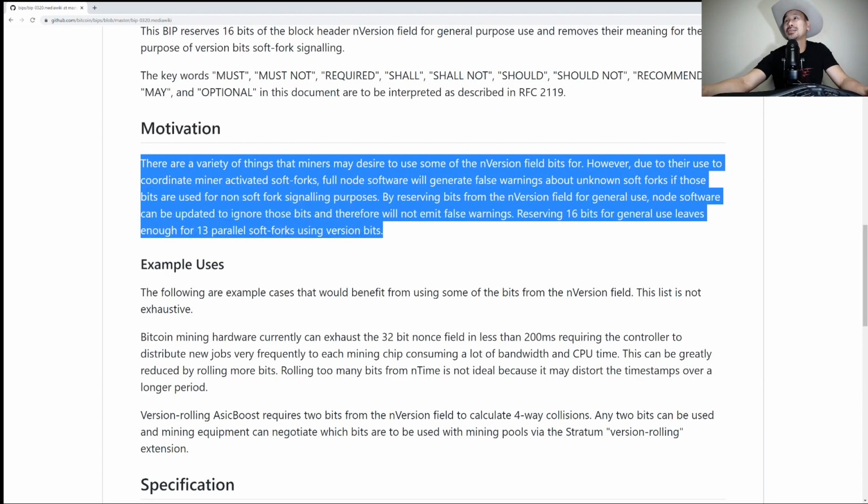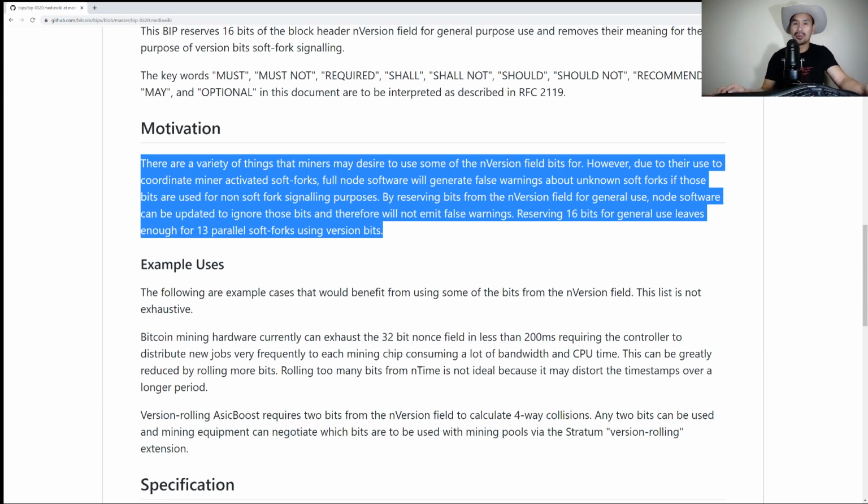There are a variety of things that miners may desire to use some of the nVersion field bits for. However, due to their use to coordinate miner activated soft forks, full node software will generate false warnings about unknown soft forks if those bits are used for non-soft fork signaling purposes. By reserving bits from the nVersion field for general use, node software can be updated to ignore those bits and therefore will not emit false warnings. Reserving 16 bits for general use leaves enough for 13 parallel soft forks using version bits.